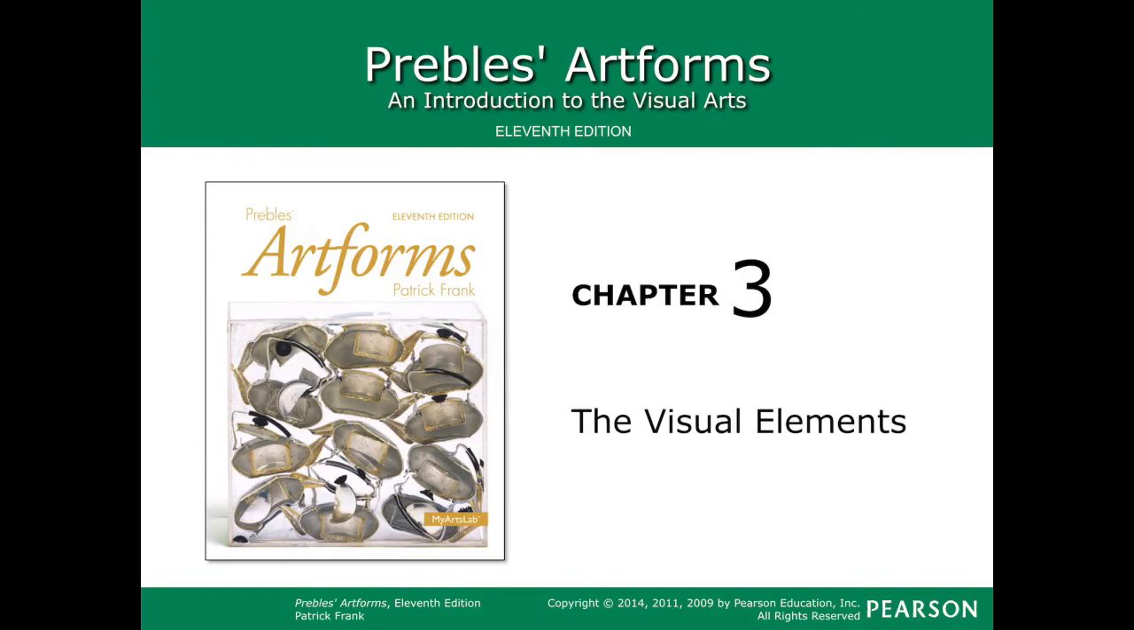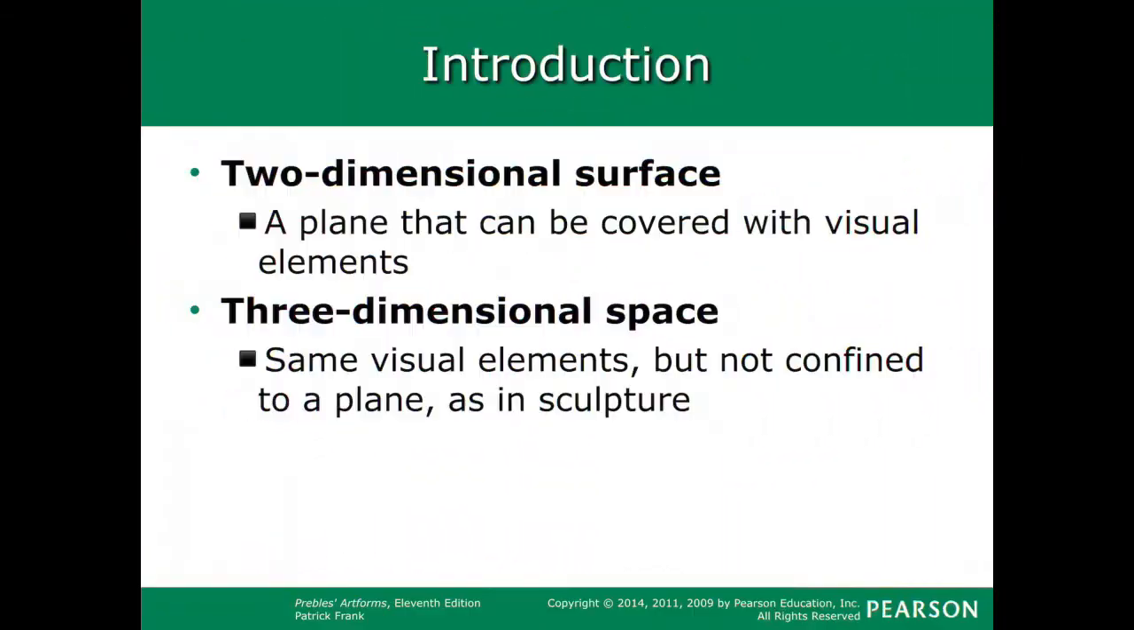Hello and welcome back. We are going to talk about Chapter 3, the visual elements. When it comes to talking about the visual elements, we like to separate them between two types of works: two-dimensional surfaces and also three-dimensional space. When it comes to these visual elements, you'll notice many similarities.